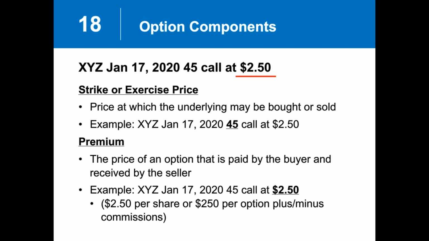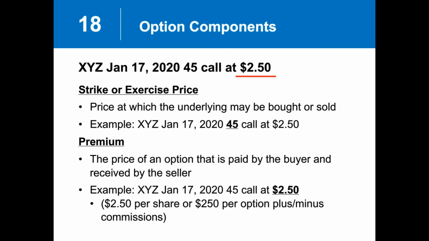Now, when it comes to the world of options, typically these dollar amounts are multiplied by 100 because the option contract represents 100 shares of stock. So that $2.50 is actually $250. So in this particular example, if I bought this call, I now have the right to buy 100 shares of XYZ at $45 a share. That right is going to cost me $250.